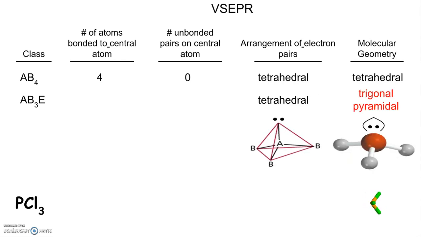Now let's compare tetrahedral to trigonal pyramidal. Notice the tetrahedral has no unshared pairs, but the trigonal pyramidal has 3 bonded atoms and 1 unshared pair. Our example is phosphorus trichloride.